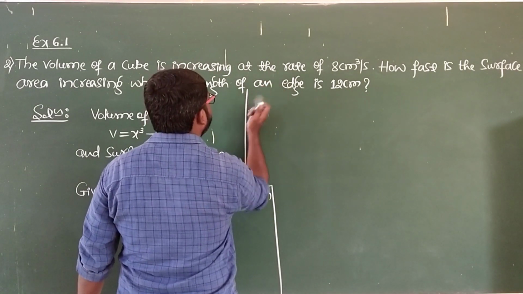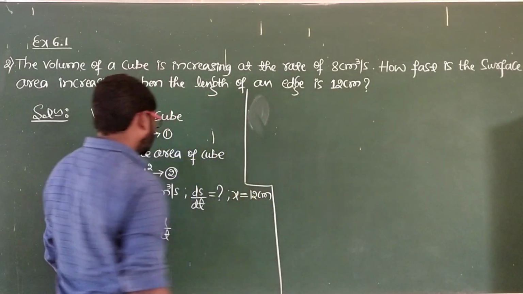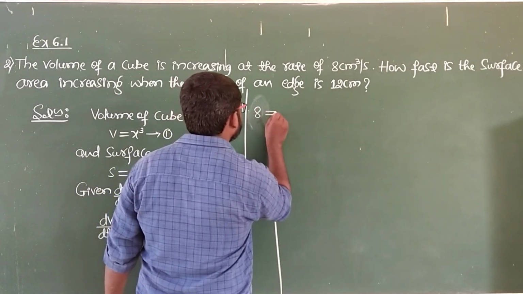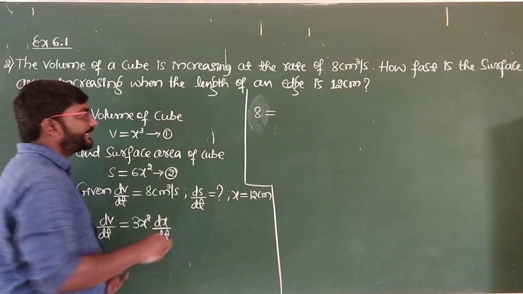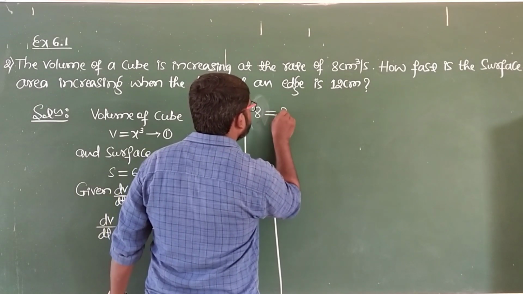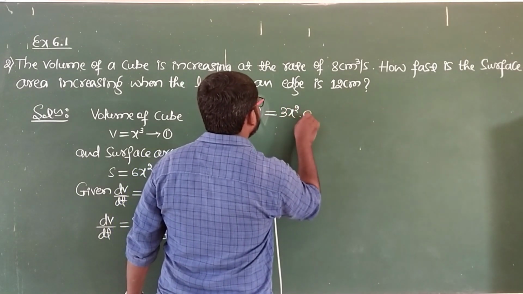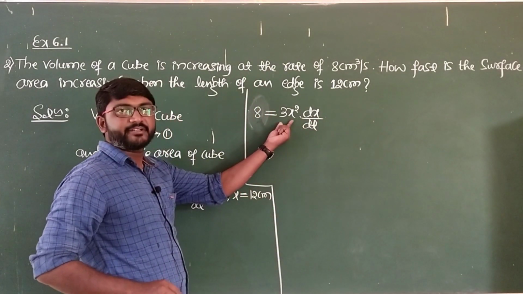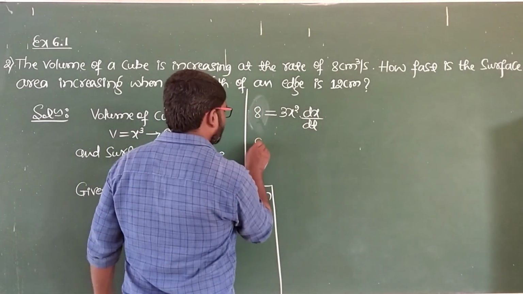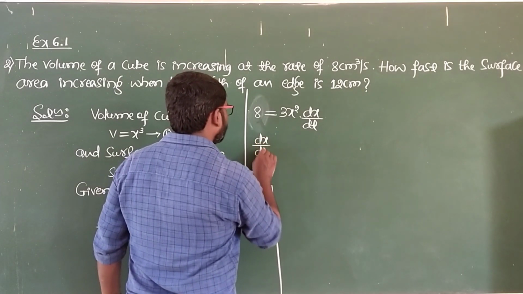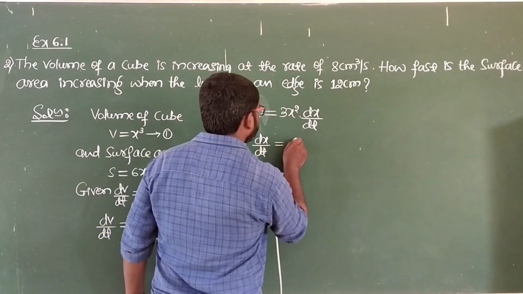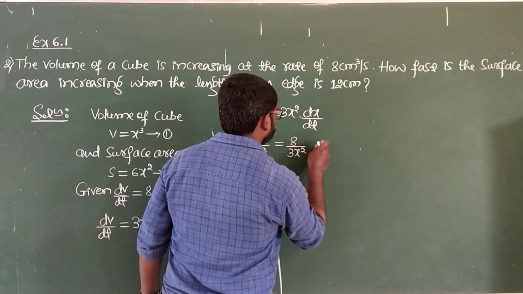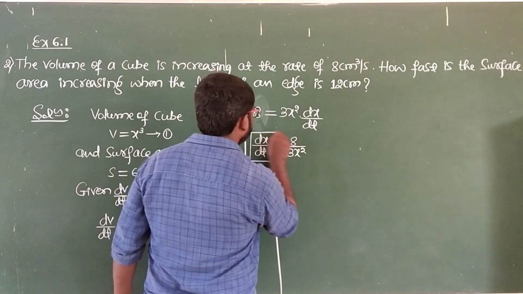We know the value of dV by dt. So how much is it? 8 centimeter cube per second. So it is 8, which equals 3x square into dx by dt. Now take 3x square to the left hand side, it goes to the denominator. So overall dx by dt equals 8 divided by 3x square, 8 by 3x square. So this is dx by dt.